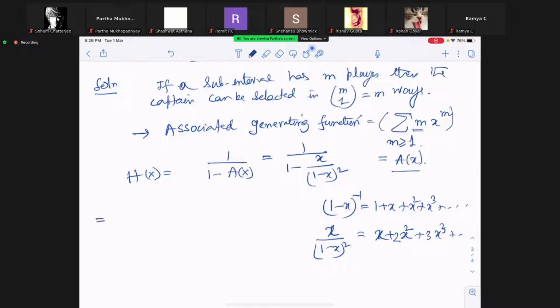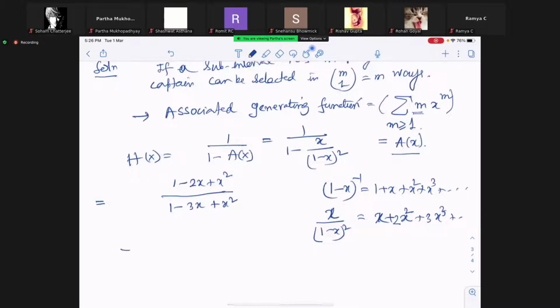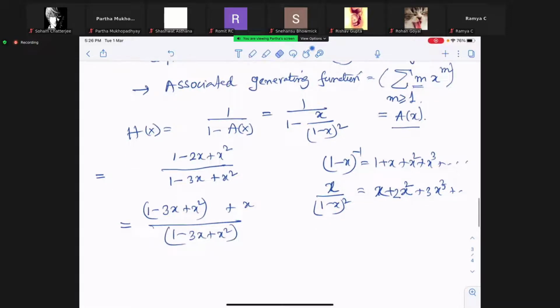Right? Now let's simplify that. So this will be 1 minus 2x x squared. So 1 minus 3x. Just observe whether I am making a mistake. Yes, x squared. So let us just make it a partial fraction expression. So how shall we do it? So let me get 1 minus 3x plus x squared plus x.